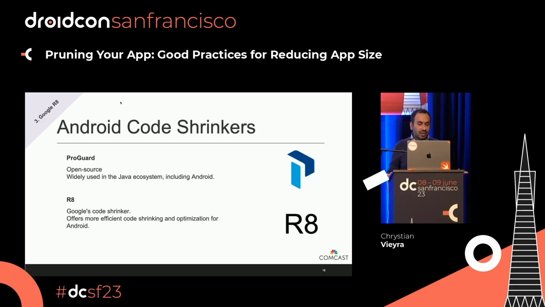We have essentially on Android two. We have ProGuard, which has been there since the beginning. It's open source, and it's very widely used in the Java ecosystem. And a few years ago, Google introduced R8, which is Google's own code shrinker, and it offers more efficient code shrinking specifically for Android projects.